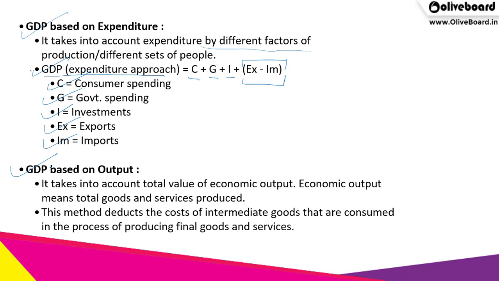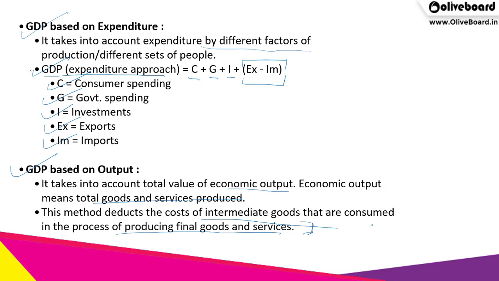Now GDP based on output takes into account the total value of economic output. Economic output means total goods and services produced. This method deducts the cost of intermediate goods that are consumed in the process of producing final goods, because it leads to double counting.